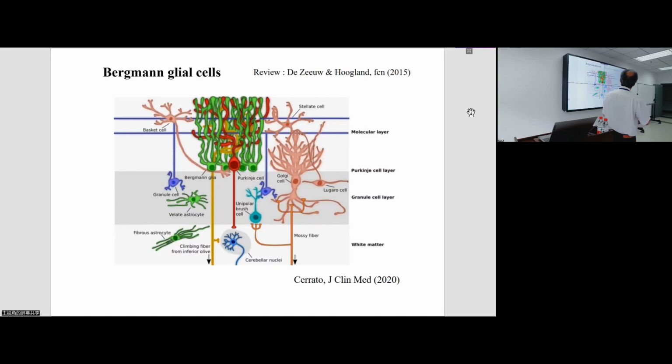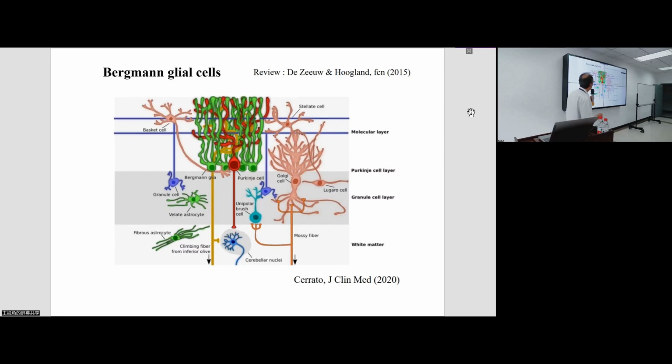There's a nice review by Jose Oakland, and the picture was taken from Morrison.